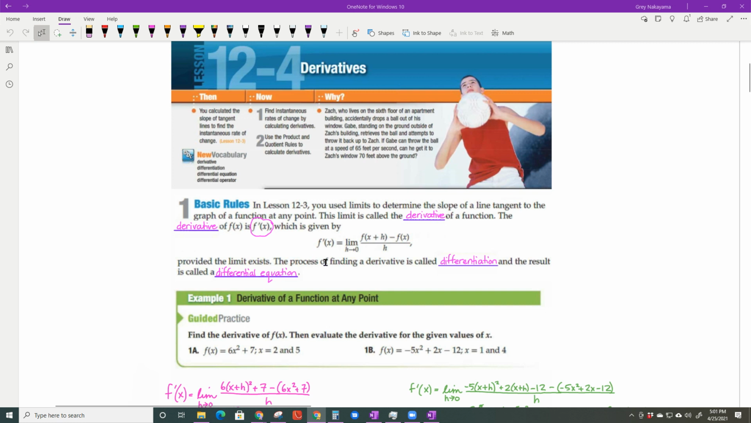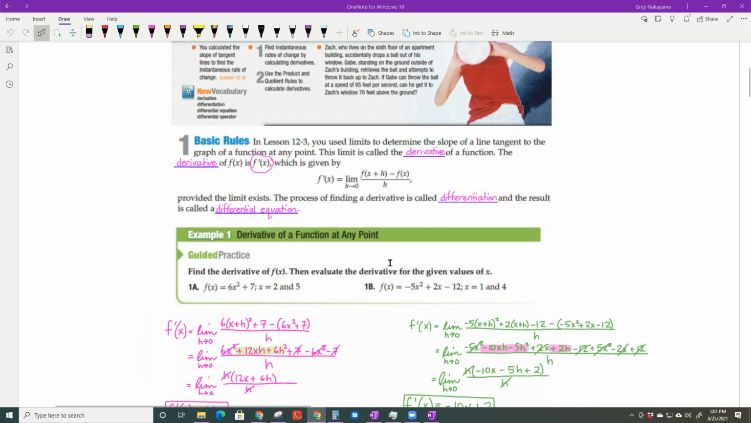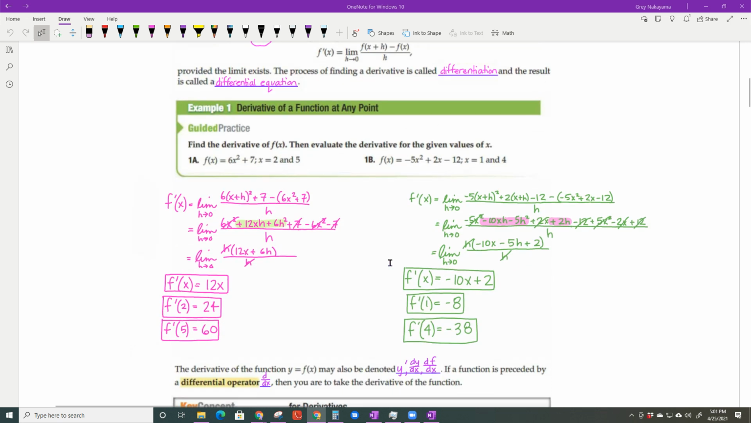So the next thing, after you draw some tangent lines, you actually have to evaluate the derivative or find the derivative using limits. So I want to show you what that's going to be like, and then I'm going to tell you why you'll be happy that we're doing 12.4 before 12.3. So find the derivative of f of x, and this time we're doing it at any point, okay? My function is f of x equals 6x squared plus 7, and then they want you to find it at x equals 2 and x equals 5.